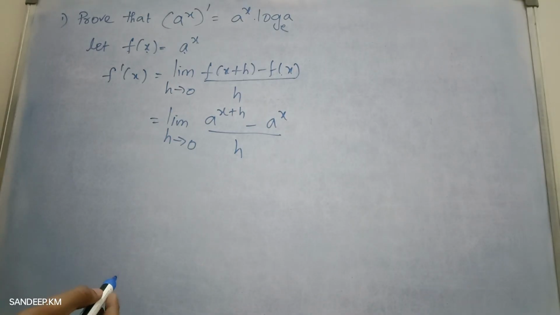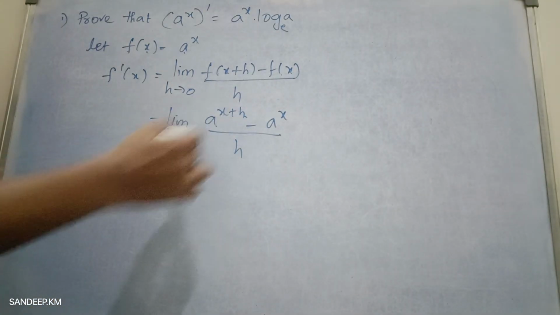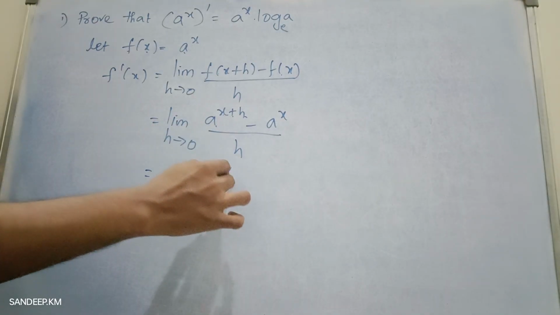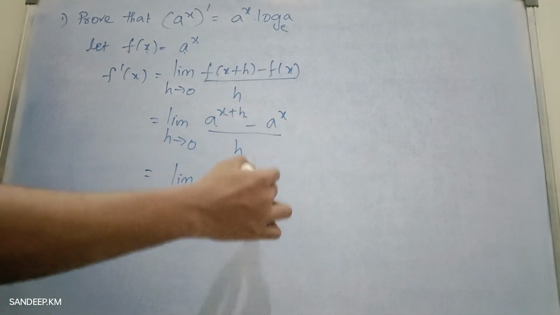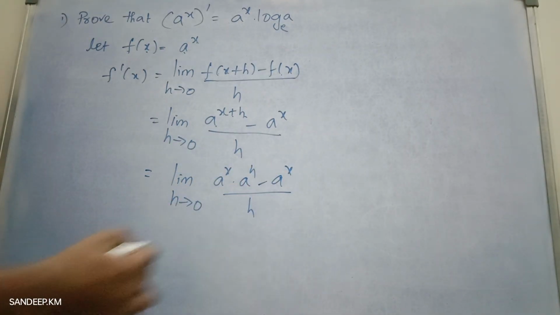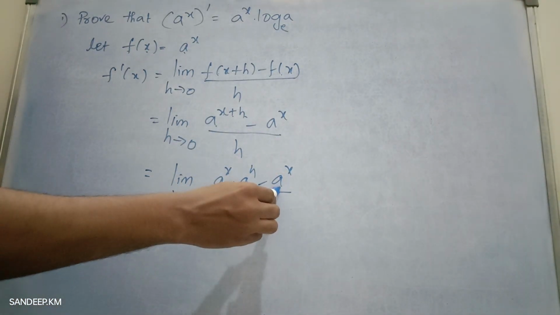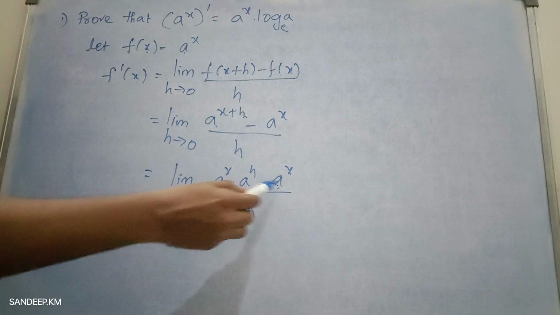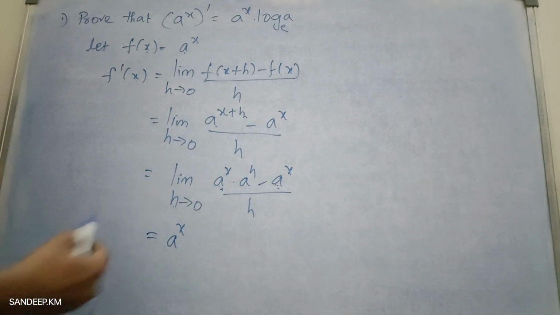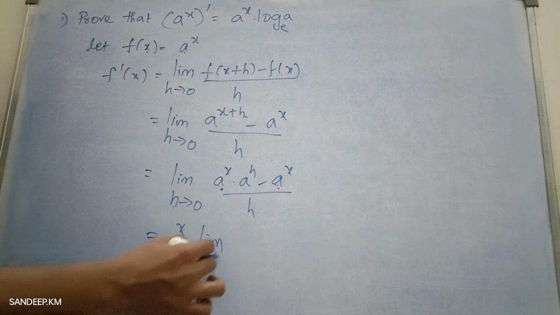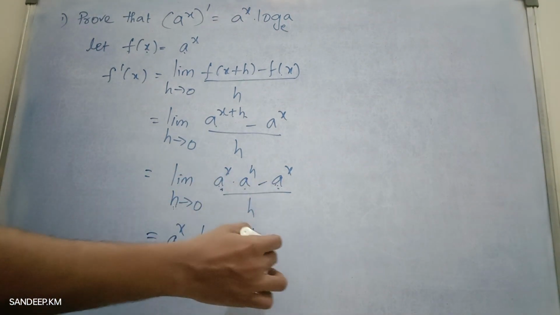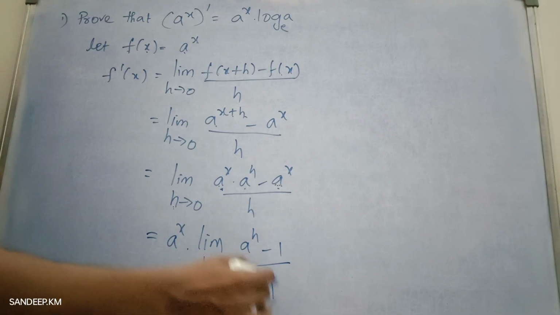Next, what am I going to do, dear students? A power m plus n formula. So a power x plus h is a power x into a power h, correct? Minus a power x, whole divided by h. And we can take a power x common in these two terms. You can take a power x out of the limit, because a power x is independent of h. So a power x into limit h approaches 0, we are left with a power h minus 1 divided by h.